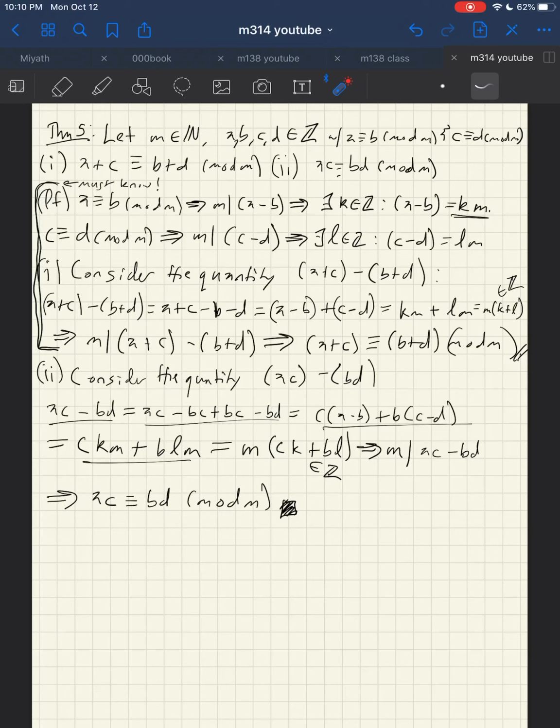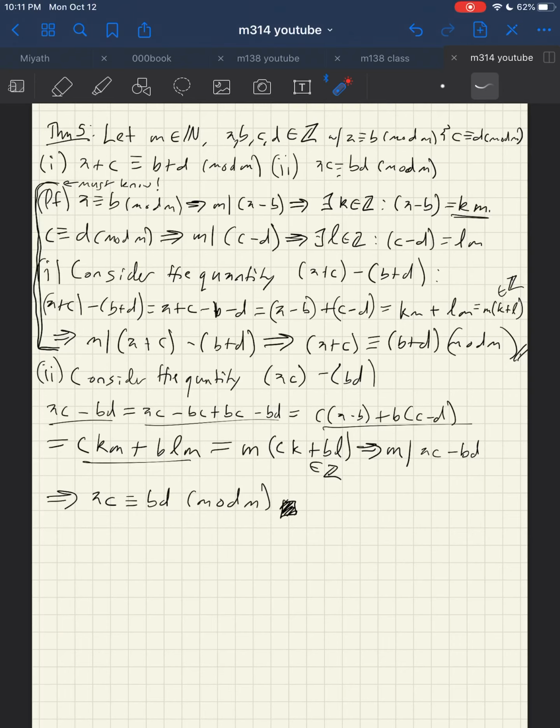So we consider the quantity AC minus BD. Through this little trickery, we end up able to get our hands on A minus B and C minus D. We rewrite these as factors of M, like we found up here, and we get CKM plus BLM. We can factor the M out. We get M times an integer, and that's how we sort of finish up.